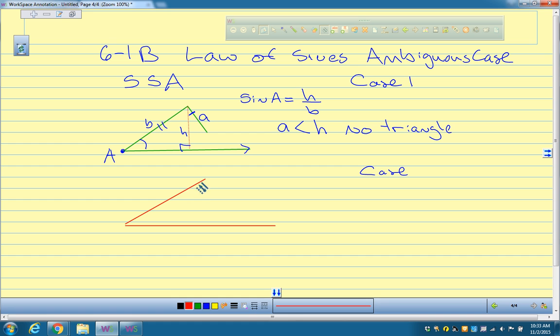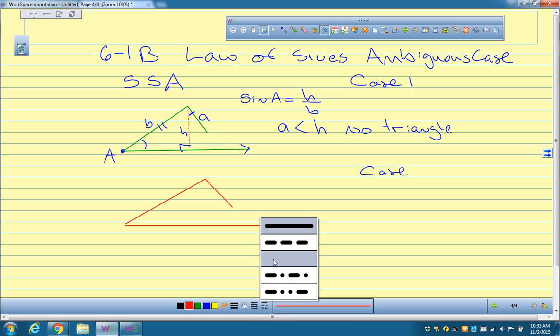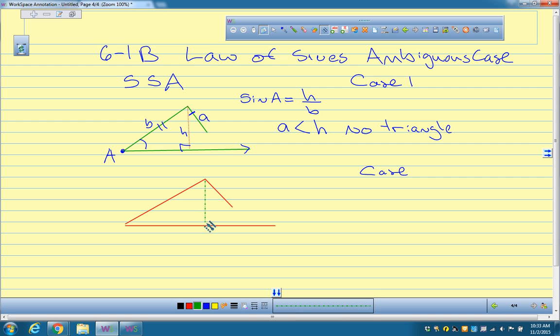here I'm going to drop down. I'm going to put this side over here, and we're going to drop down h this way. We'll make h a different color. So if this is h, and again, this is a, this piece is fixed, this piece is fixed, this piece could hinge, and this is a right angle, and this is a and this is b.